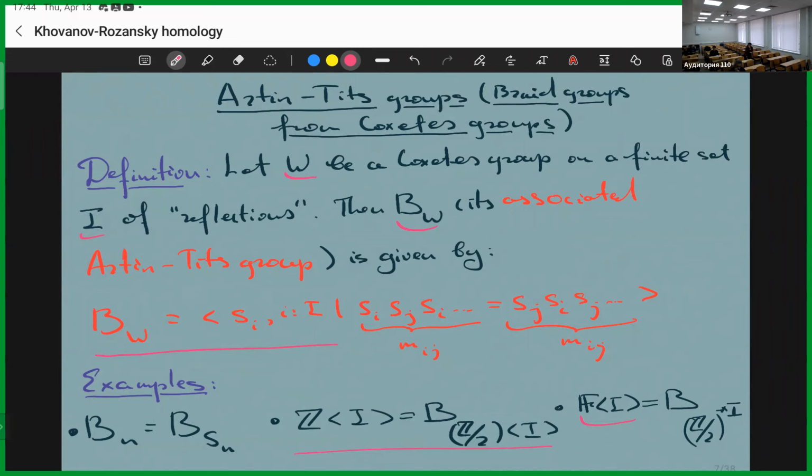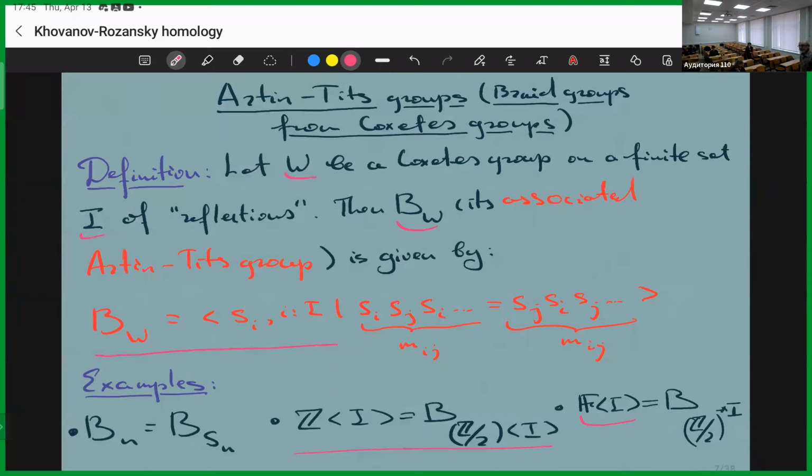For the usual braid group, you have the relation ABA equals BAB, so that s_i s_j s_i equals s_j s_i s_j, if one replaces j by i plus one in this relation. And in all the other pairs, s_i and s_j just commute if j is not equal to i plus or minus one. Here, m_ij equals 3, and here, m_ij equals 2.